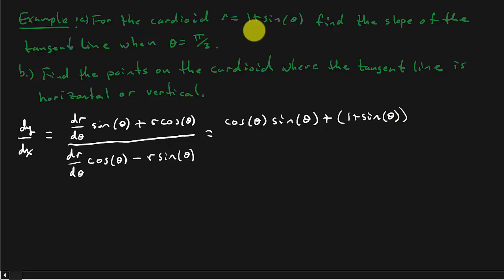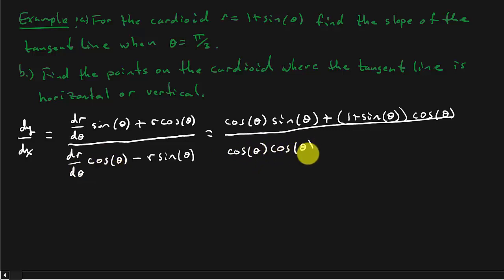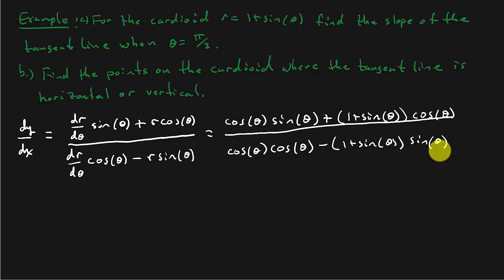See, r, what's r? r is 1 plus sine theta. There you go, right there. Times cosine theta, times cosine theta, and that's over dr d theta. Well, we know that's cosine theta times this cosine theta, minus r. Well, what's r? r is 1 plus sine theta, times sine theta, times sine theta. All right. So now all it is a matter of simplifying.